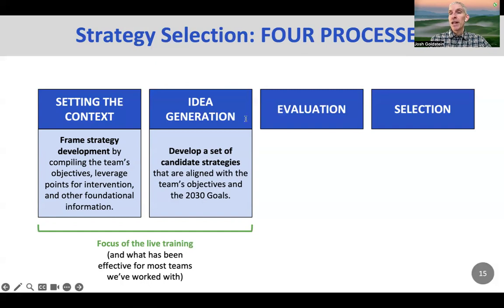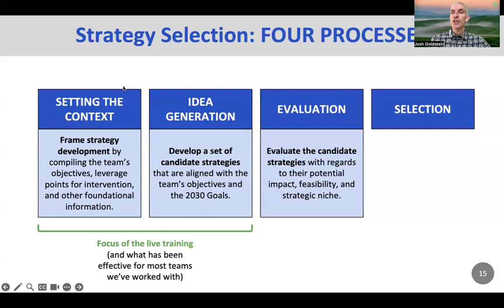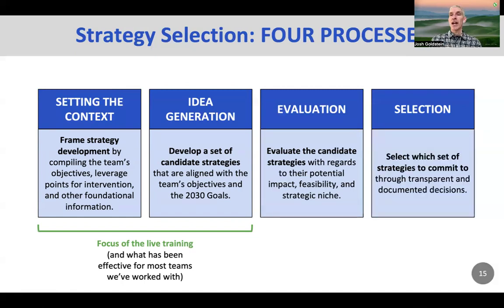That said, some teams will benefit from the remaining 2 processes. The next one is strategy evaluation. This is where you can run a set of candidate strategies through a structured evaluation process to more rigorously assess their potential impact, feasibility, and strategic niche. The final process is strategy selection, which provides a structured process for selecting which set of strategies to commit to through transparent and documented decisions.